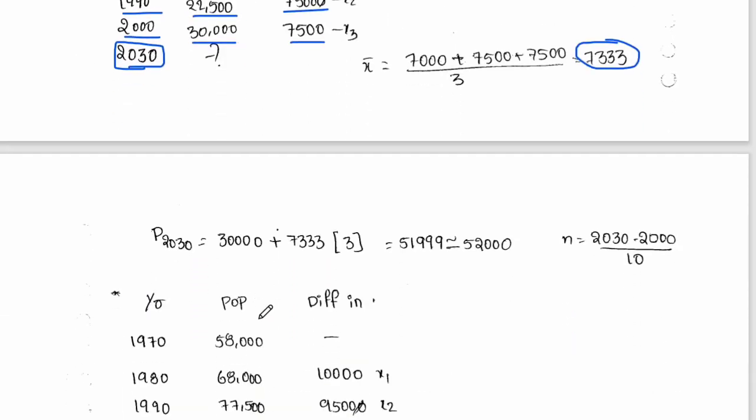Now we substitute all the values here. P2030 equals 30,000, the last population, plus 7,330, that is X bar, into n. Approximately we get the value of 52,000. So the population in the year 2030 is 52,000. This is how we can solve the problem.